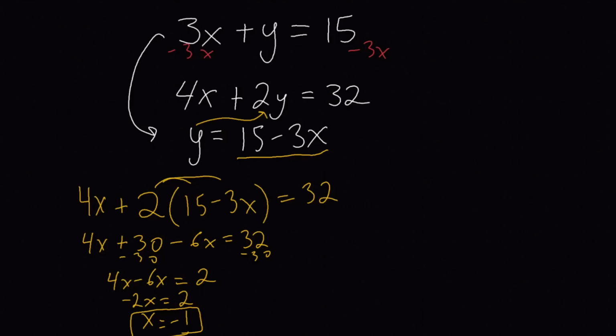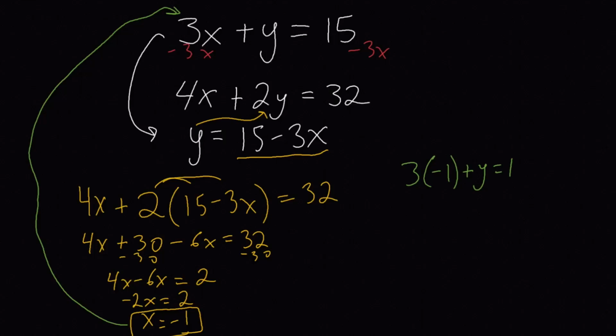And I do that by taking my x here and plugging it into one of the two equations. Now I think the first equation is the easiest one. So let's do that. We have 3. Now instead of x, I'm going to put negative 1. Plus y is equal to 15. So we have negative 3 plus y is equal to 15. And I find my y by adding 3 to both sides. Gives me y is equal to 18.